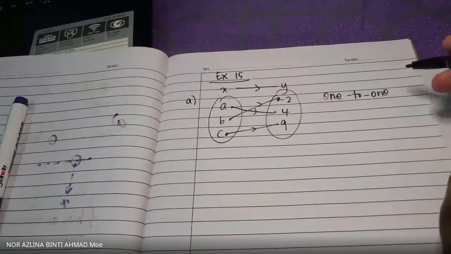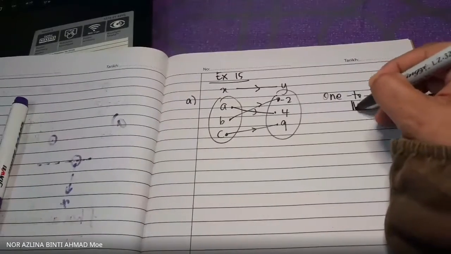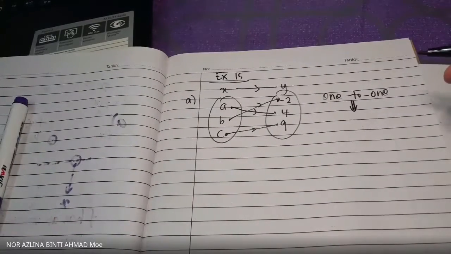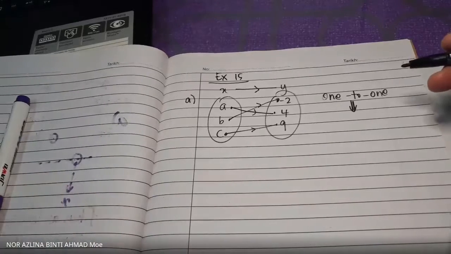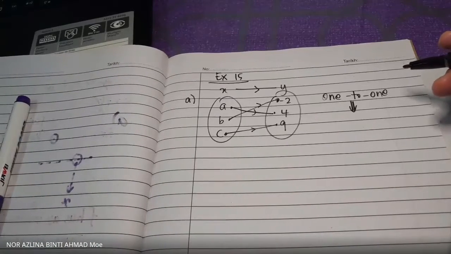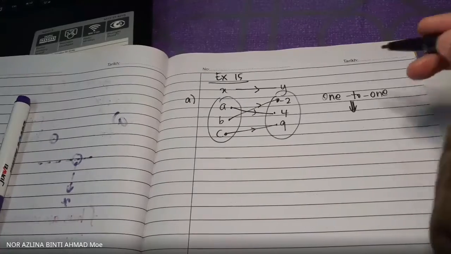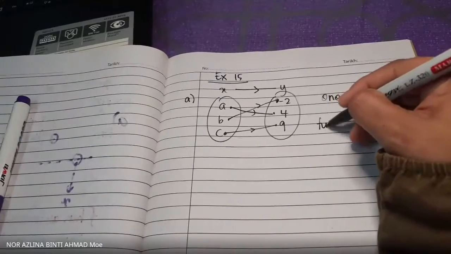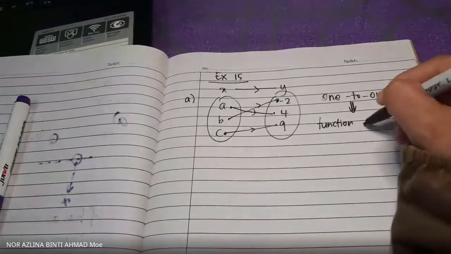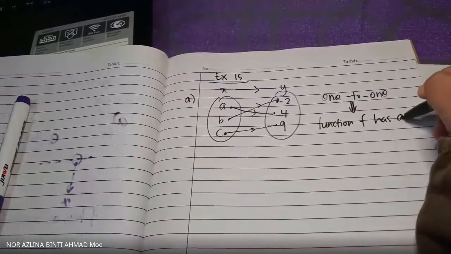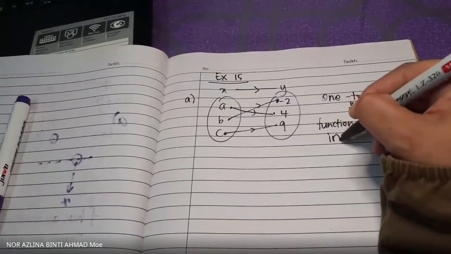So, the conclusion kita nak jawab soalan dia. Tadi conclusion untuk type of relation. Sekarang conclusion bagi function, inverse function. Determine whether each of the following function has an inverse or not. So, function f has an inverse.